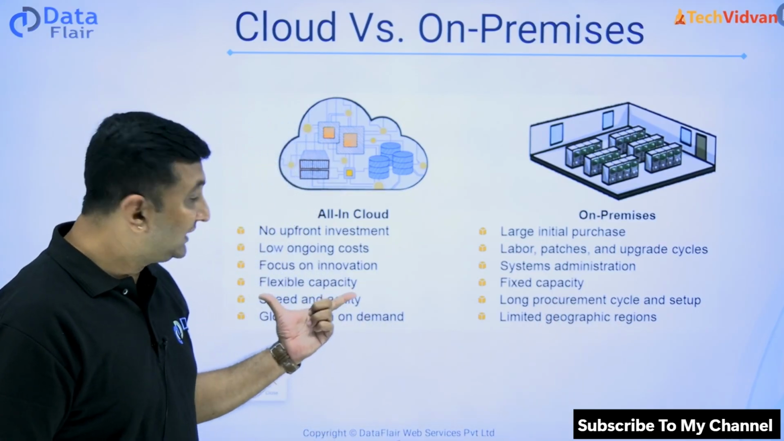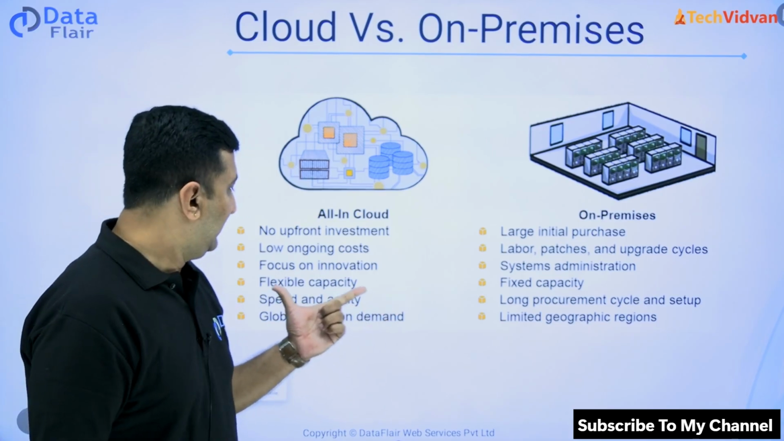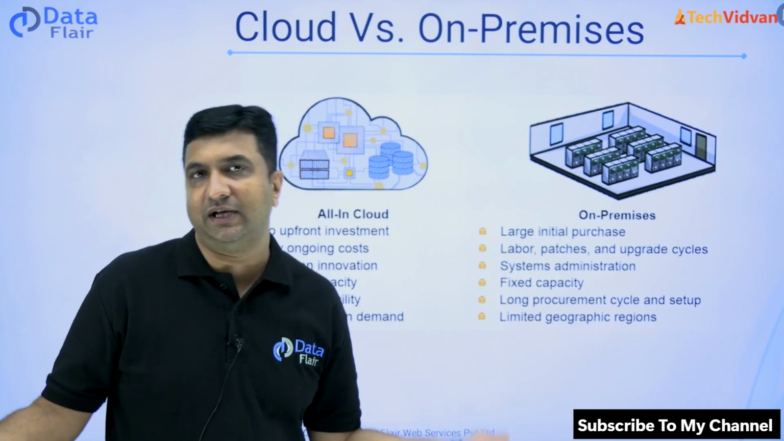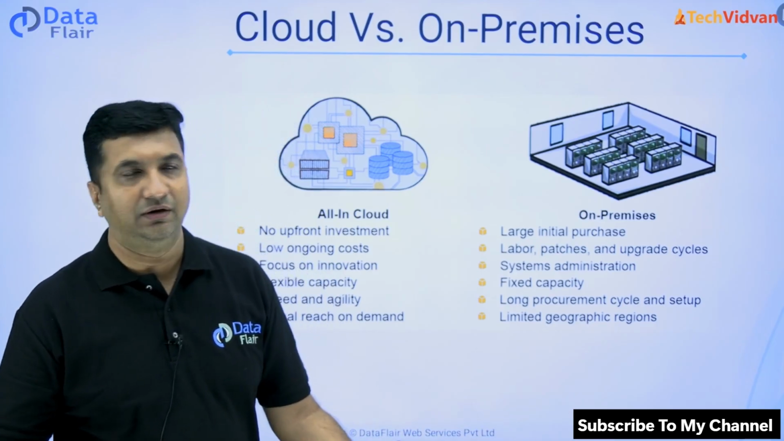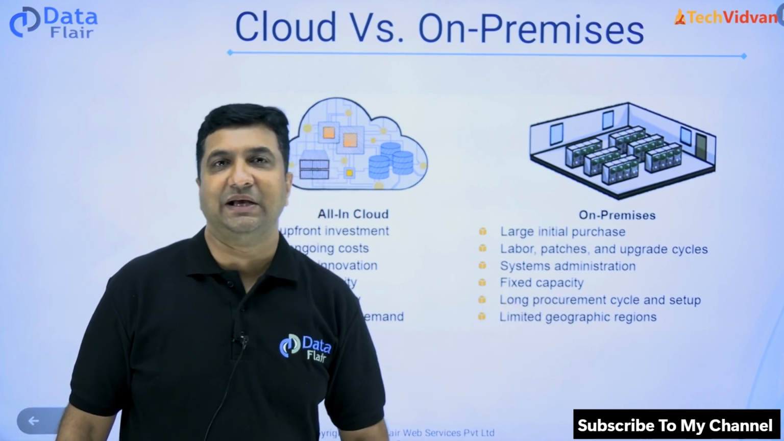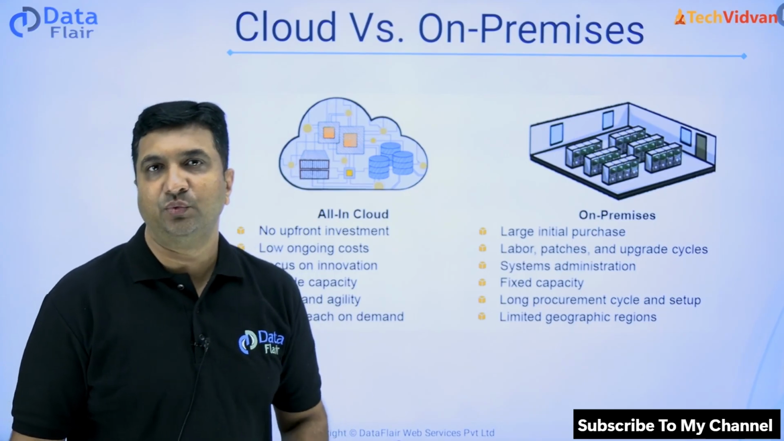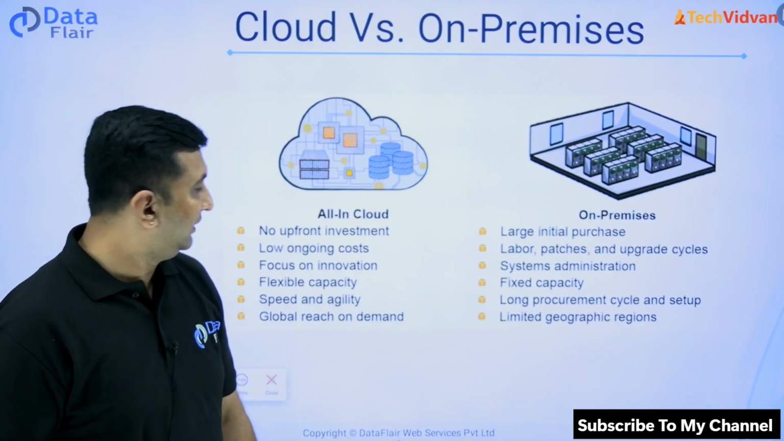Then here, flexible capacity. Very important point that you should capture here. Flexible capacity. As I said, whenever I need more servers, I can get it. When I don't need it, I can release them. So it's flexible, right? But when you talk about on-premises, fixed capacity. You just have limited capacity through which you can host your customers, your consumers, right?